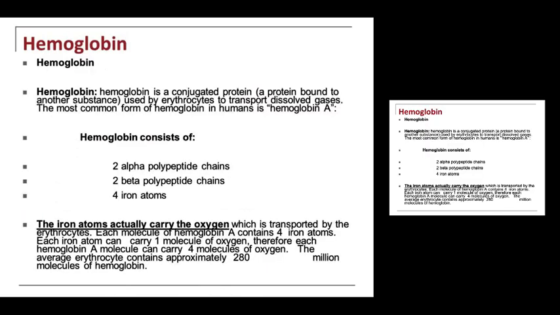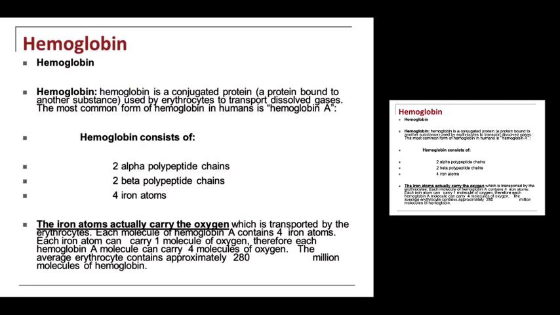Here's the hemoglobin, and the hemoglobin consists of 2 alpha polypeptide chains, 2 beta polypeptide chains, and 4 iron atoms. The iron atom actually carries the oxygen, which is transported by the erythrocyte. And each molecule of hemoglobin A contains 4 irons, and each iron can carry 1 molecule of oxygen.